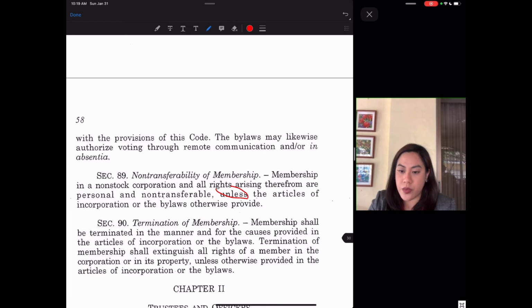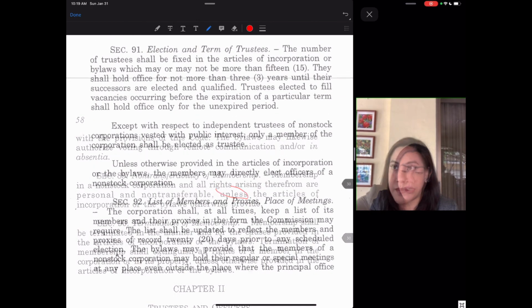So what about death of the member? The determination of whether or not dead members are entitled to exercise their voting rights through their executor or administrator depends again on the articles or bylaws. So you notice when it comes to non-stock corporations, there is great emphasis on the articles and the bylaws.